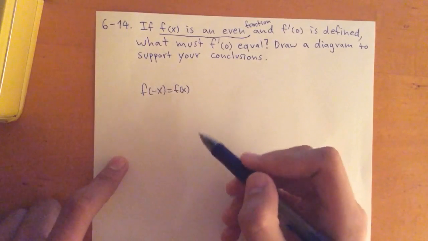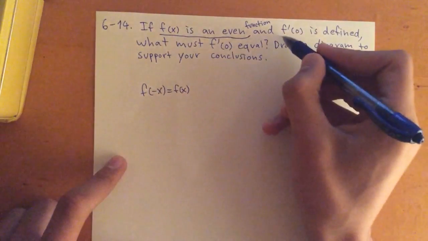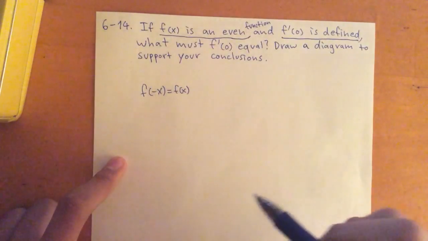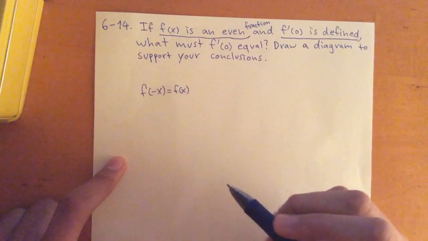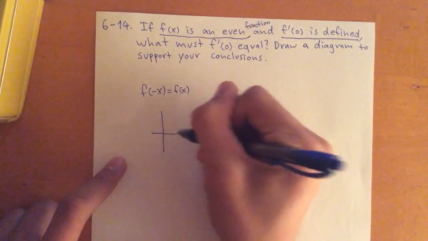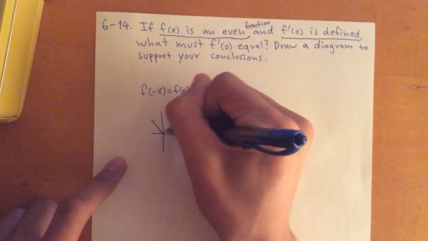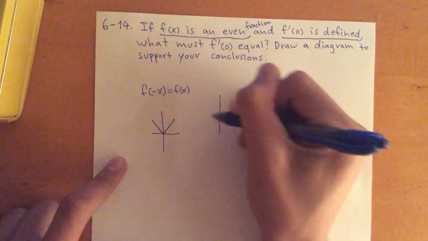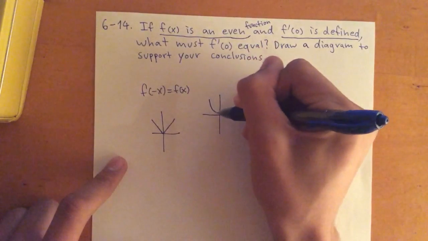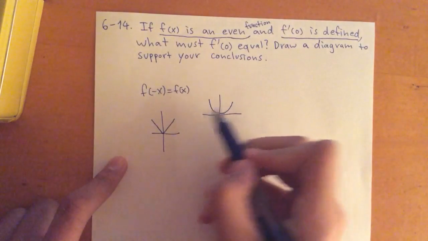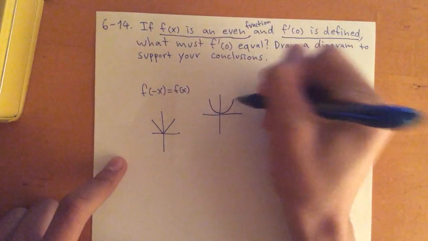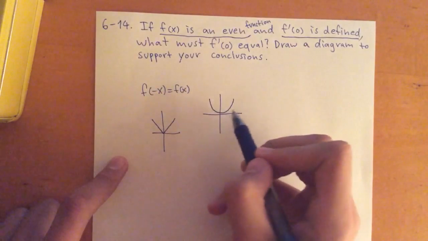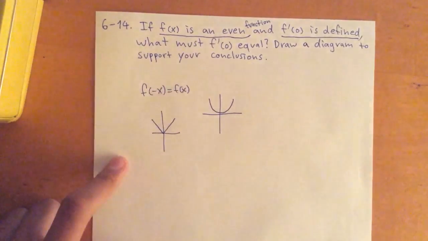And then the second piece of information that you're given is that f prime of 0 is defined. So basically what this means is that you're not going to have a cusp at f prime of 0, so you're not going to have anything like this where at 0 it's a sharp edge. You're going to have something more like this right here, where it's symmetrical about the y-axis, and it's a smooth curve at x equals 0, no cusp.